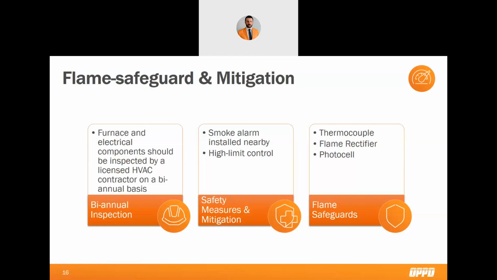Flame safety controls help protect against fuel delivery into the combustion chamber without ignition. A lack of this can lead to a fire or even explosion. The three most common flame safeguards are the thermocouple, flame rectifier, and photocell. All three essentially act as a safeguard against fuel being used without an ignition source.